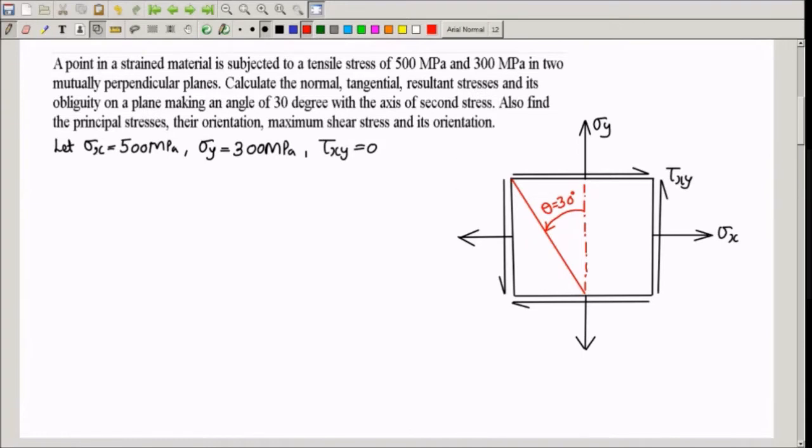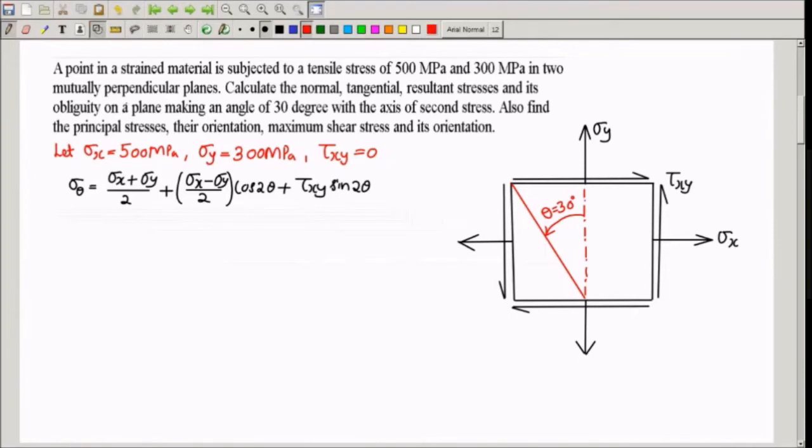On that plane, I have to find the normal stress. Normal stress means sigma theta. Tangential stress is nothing but the shear stress, tau theta. Resultant stress means sigma r, and obliquity means phi. This is sigma theta. Now we will substitute the values. This is given by sigma x, which is 500, plus sigma y 300, divided by 2, plus (500 minus 300) divided by 2 into cos of 2 into 30, plus 0. Tau xy is 0. If you calculate, you will get 450 megapascal. That is the normal stress on the given plane.